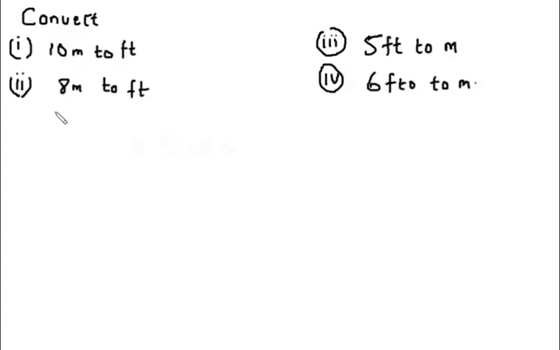In this video, we're going to learn how to convert meters to feet and feet to meters. To convert meters to feet and feet to meters, there's a conversion term you need to know: for every 1 foot, you have 0.3048 meters. This is the conversion term that you are going to be using to convert from meters to feet and from feet to meters.